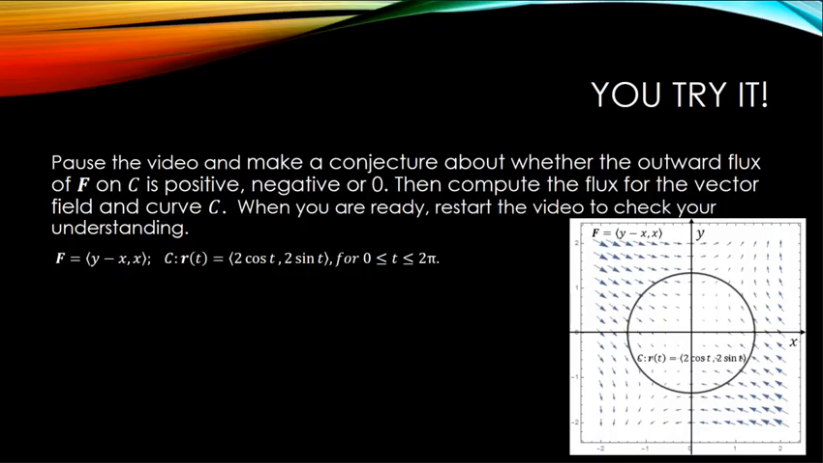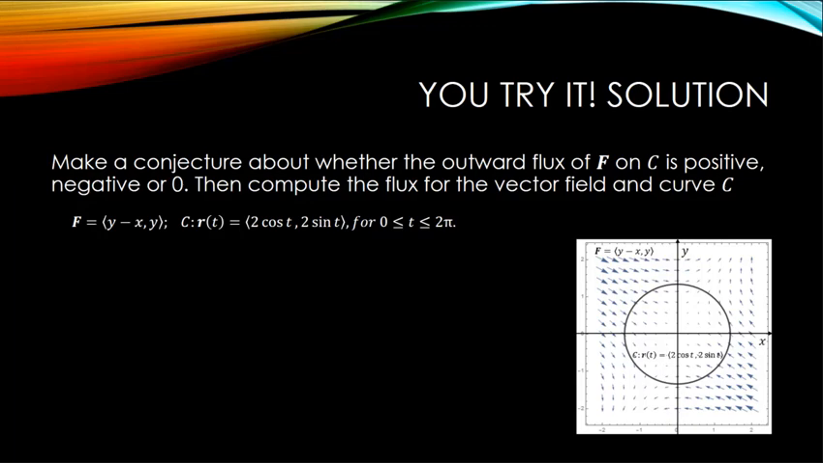Your vector field is given by a vector with components y minus x, and your curve C is given by r of t is equal to the vector with components 2 cosine t, 2 sine t, where 0 is less than or equal to t, which is less than or equal to 2 pi. My diagram of my flux field is given with the circle superimposed in the xy plane. In order to solve this, I need to first make my conjecture.